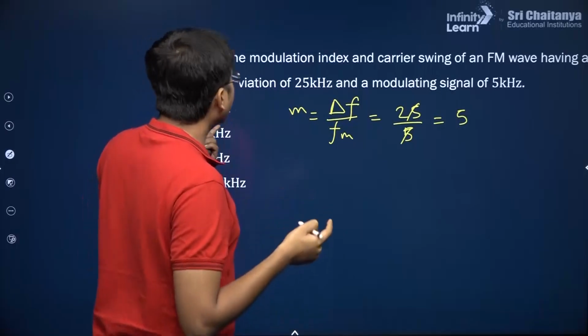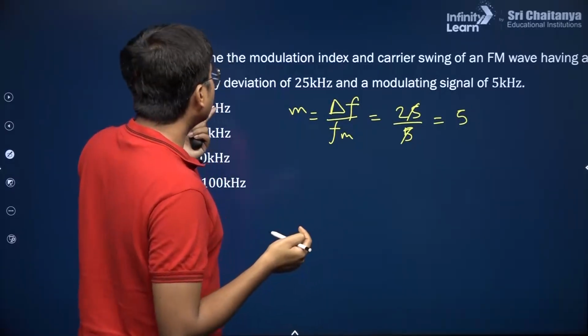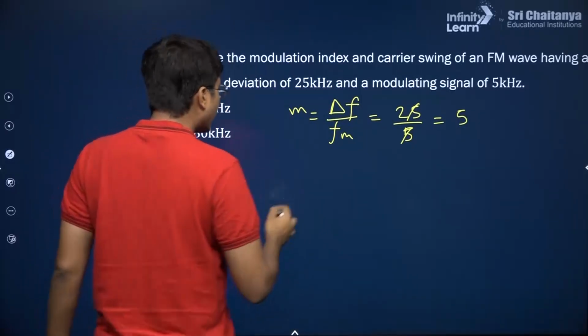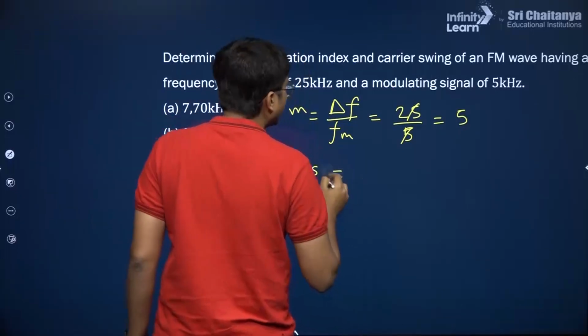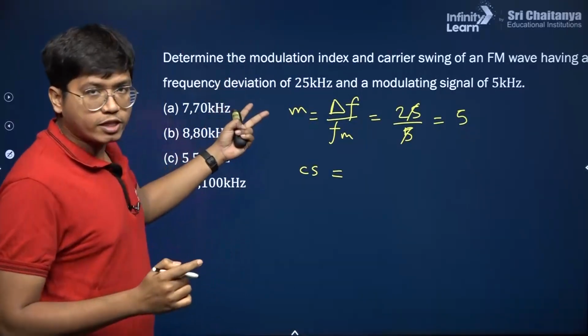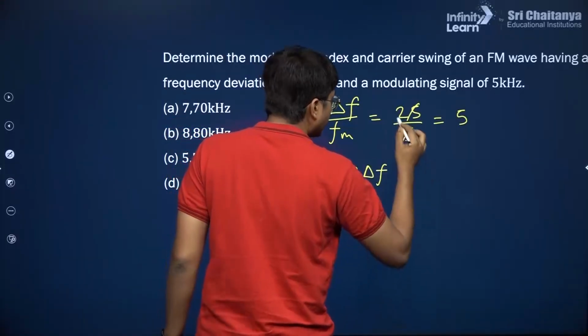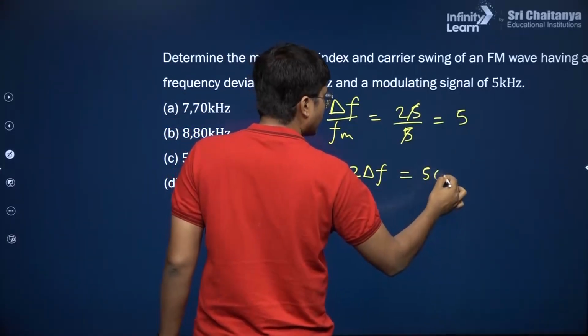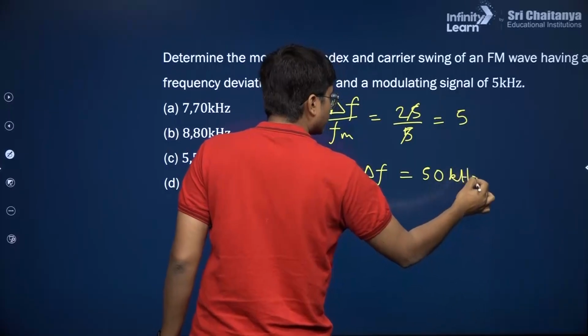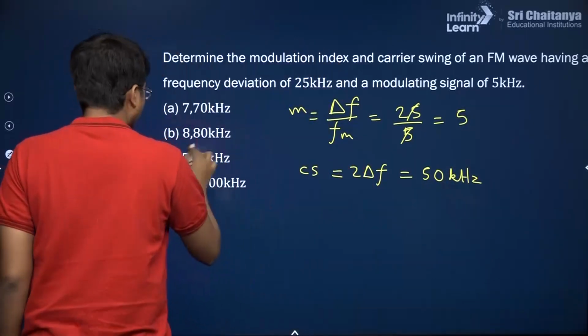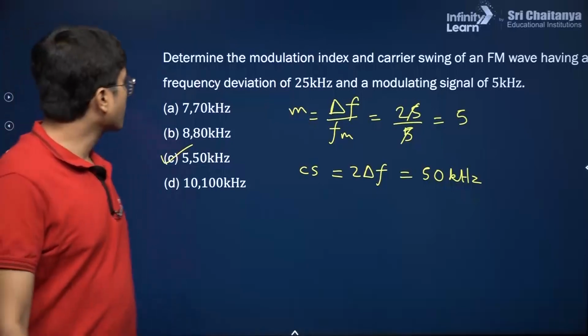And next up, you need the carrier swing. The carrier swing is just 2 into frequency deviation. So 2 delta F is equal to 2 into 25, that is 50 kilohertz. So 5 and 50, that is our answer.